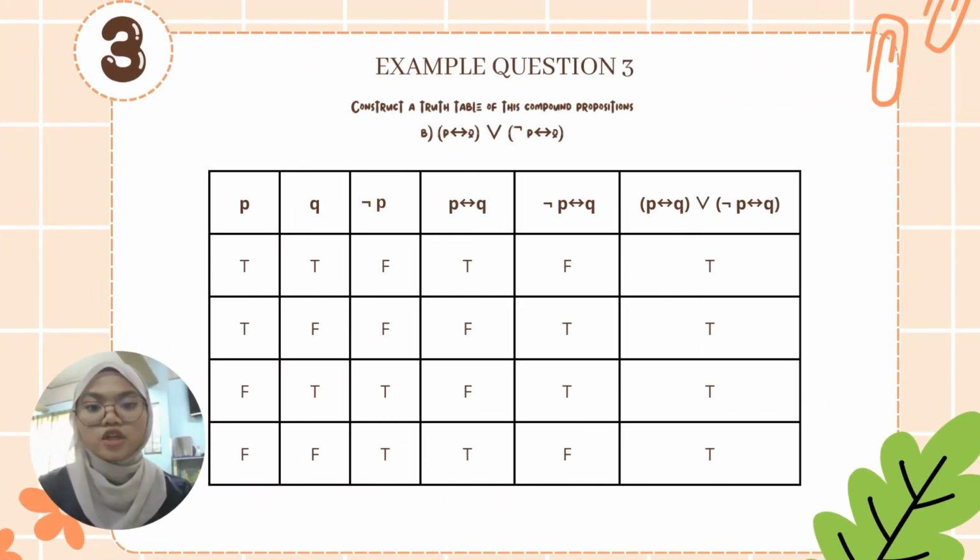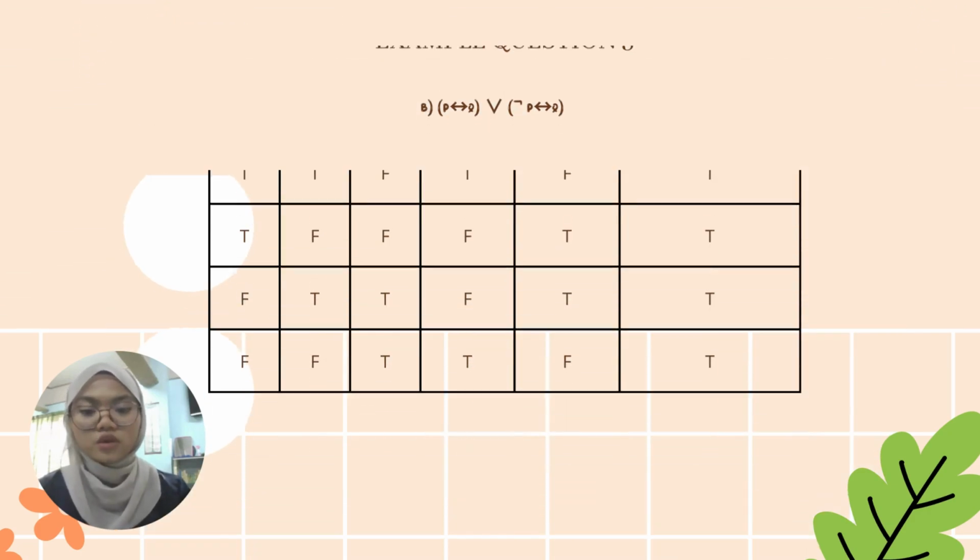B, P biconditional Q or not P biconditional Q. For the column P, the first two rows are true and the last two rows are false. For the column Q, the first row is true, the second row is false, and the same sequence for the third and fourth rows. For the column not P, the first two rows are false while the last two rows are true.